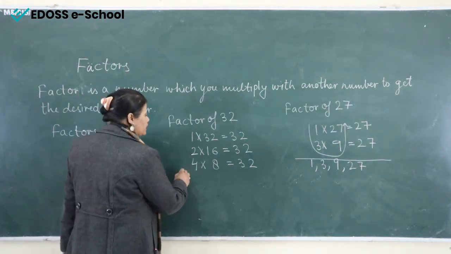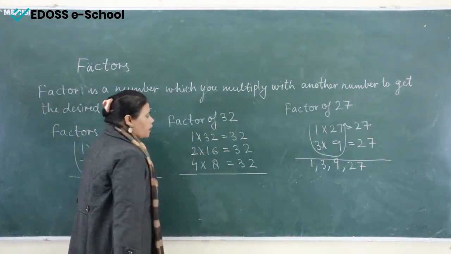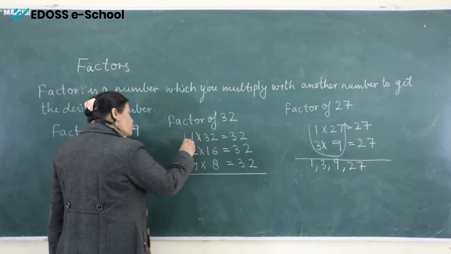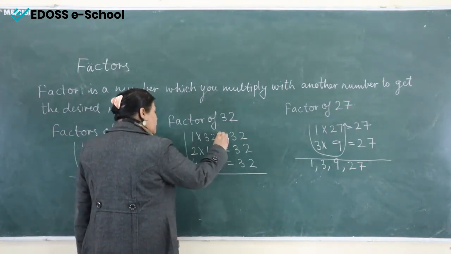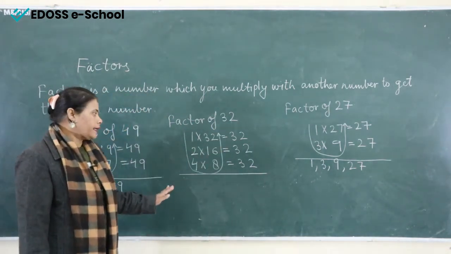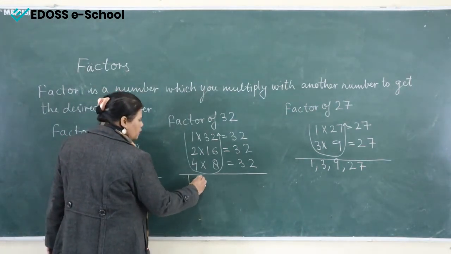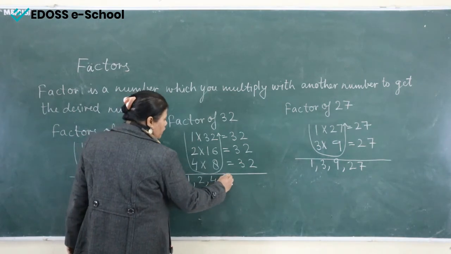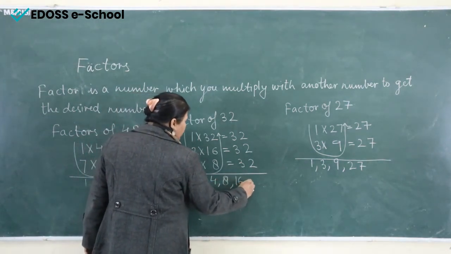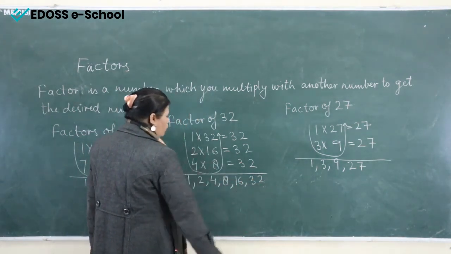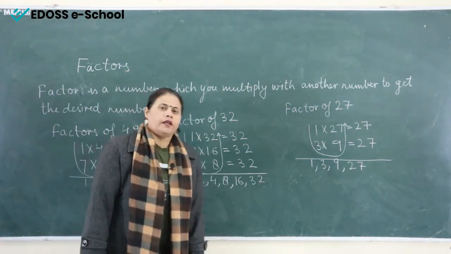So what you will do, we will stop here and write the factors here. And again in the U shape, again I stress this thing, because we always write the factors in a systematic way. So here it is: 1, 2, 4, 8, 16 and 32. So here are the factors of the number.